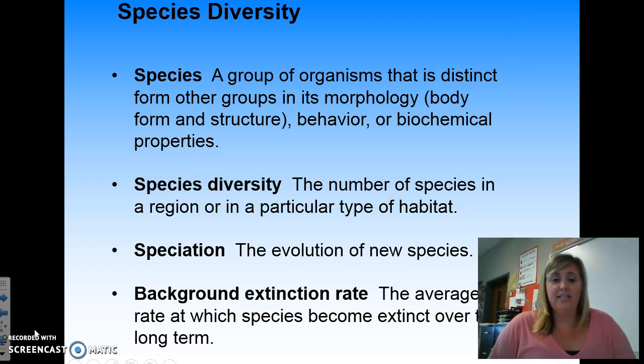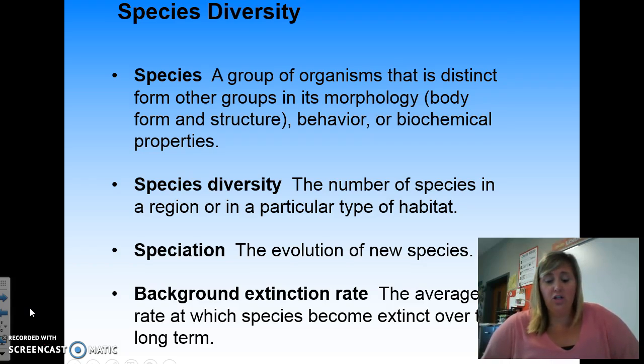Background extinction rate is the average rate at which species are becoming extinct, and that also is a really, really slow process. About 1 species in a million are going to go extinct every year. Sometimes under certain environmental conditions or environmental stresses, species may become extinct quicker than new ones are evolving. Some scientists actually estimate that 1,000 species are currently going extinct every year, so that's actually 500 times the background rate of extinction.